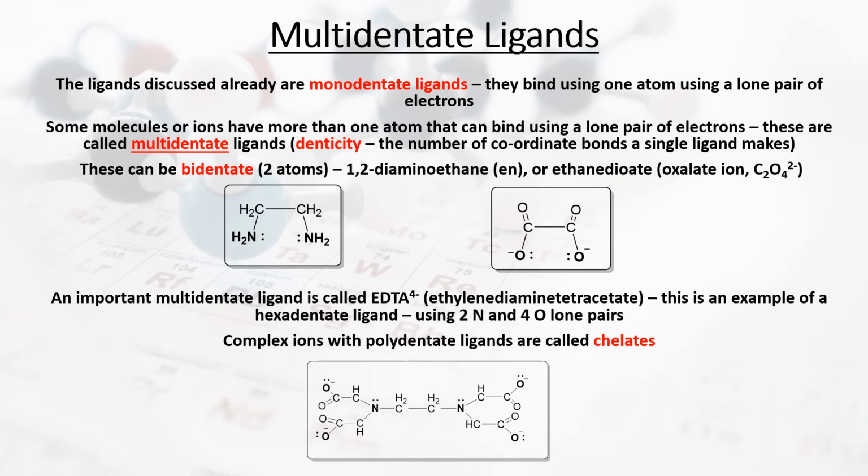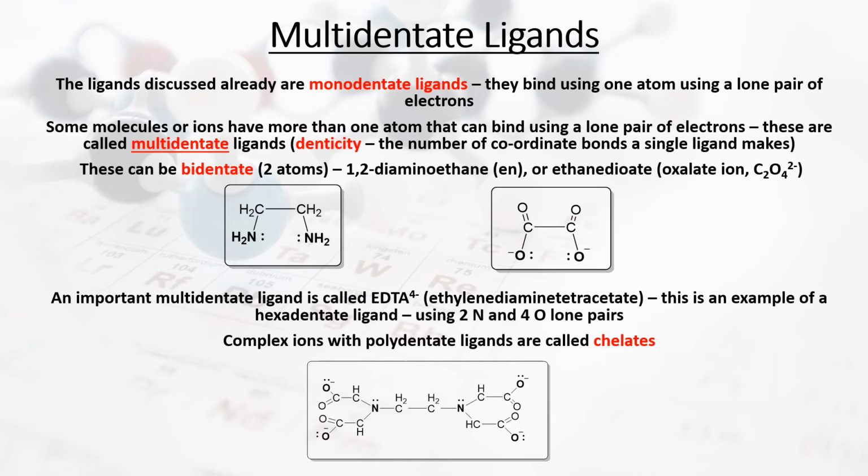Now this dentate that you've been hearing at the end of these words literally comes from denticity. You can think of biting down, dentists and teeth. We're thinking about the ligands kind of biting into our metal. And so the denticity is simply the number of coordinate bonds a single ligand can make. So if it makes one coordinate bond, it's a monodentate ligand. Sometimes we can have two coordinate bonds. So this is called a bidentate ligand.